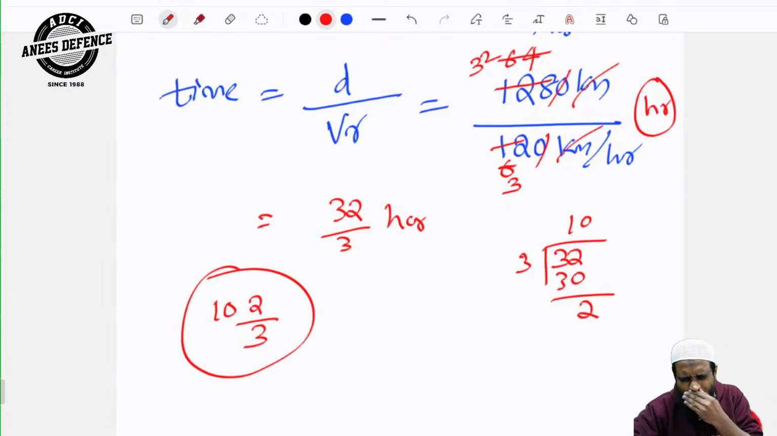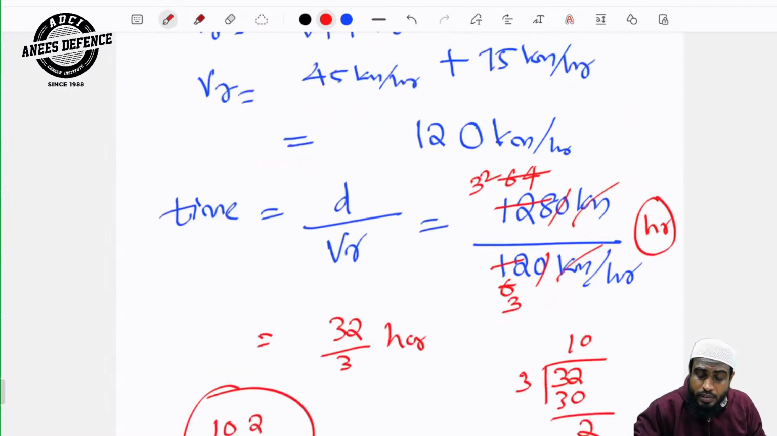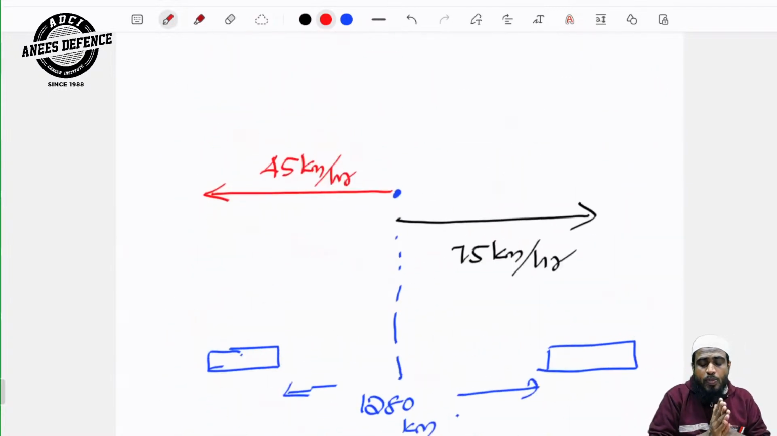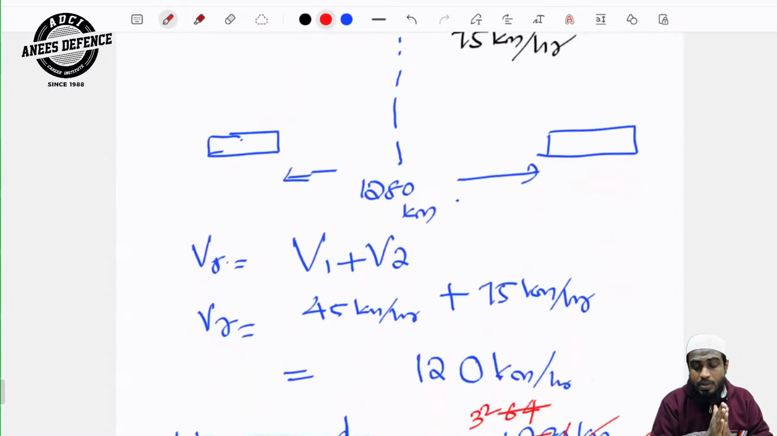So here you have to consider the relative velocity, very important. Don't confuse. When two bodies are moving in opposite directions, they are actually moving away from each other in a very quick manner. That means we should consider the velocity to be very high. If we want the velocity very high, we should add the two individual velocities. Therefore, the relative velocity is V1 plus V2. So 45 plus 75, 120 kilometer per hour.